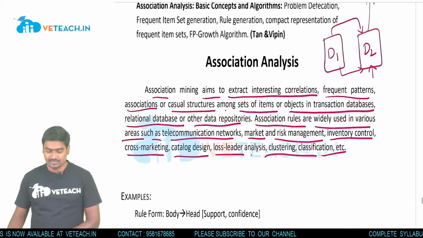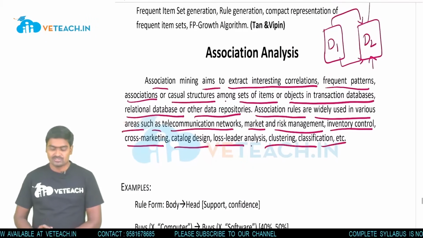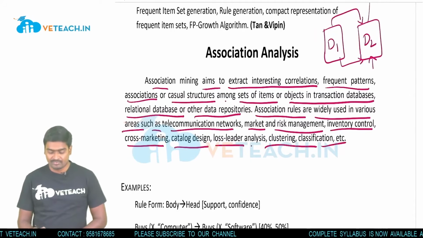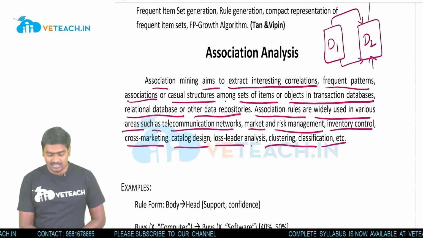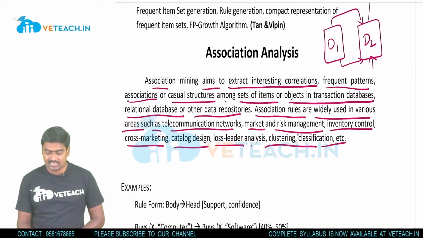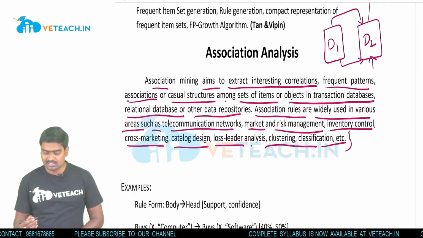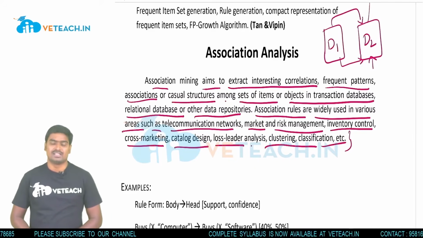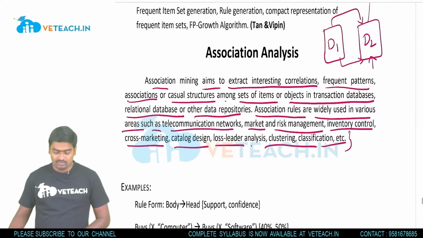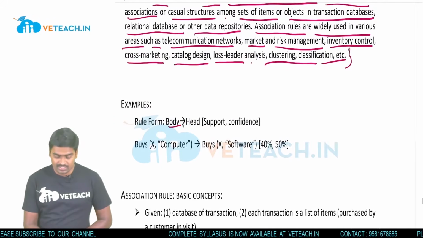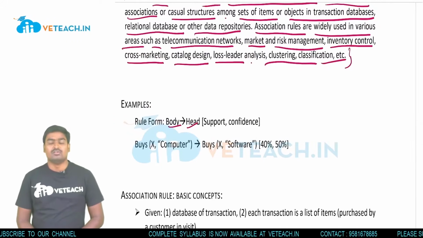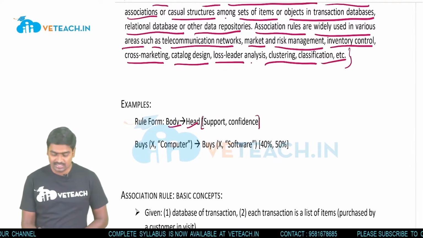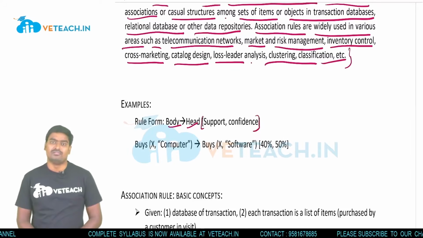And what is the importance of association analysis? For example, why are we using it in telecommunication networks, market and risk management, and various types of applications? What is the significance of association analysis? For example, the rule form is body and head. So what are the body and head? That is support, comma, confidence.